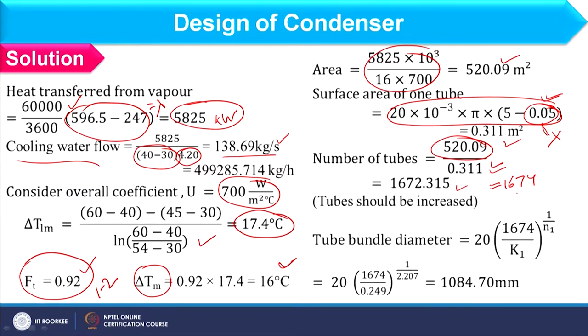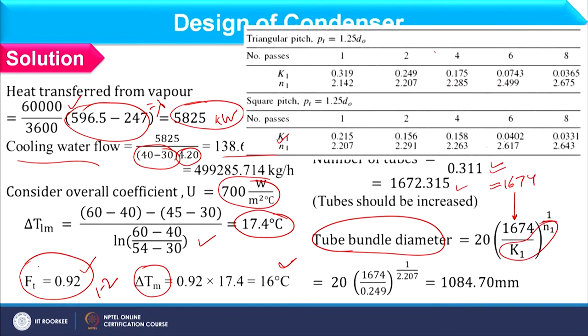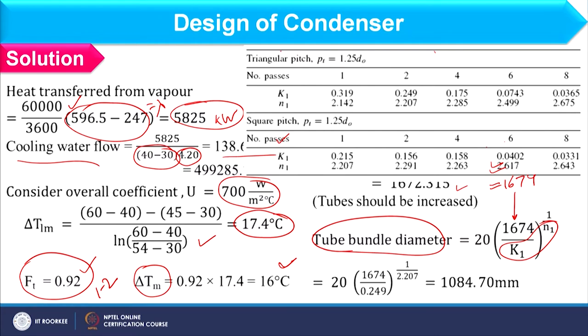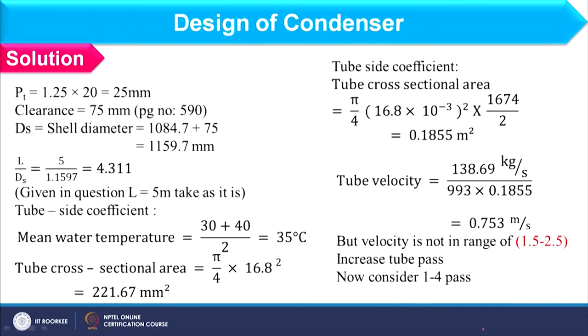Next we have to find out the bundle diameter, and you can use this number of tubes to find the tube bundle diameter. The expression is given to you: it is equal to d naught times (Nt by K1) to the power 1 by n1. This corresponds to 2 passes. From this table you can find that we have triangular pitch, number of passes is 2, so these are the values of K1 and n1 as you can see here. Considering these, we can find the bundle diameter as 1084.7, and after that we have to find the shell diameter.